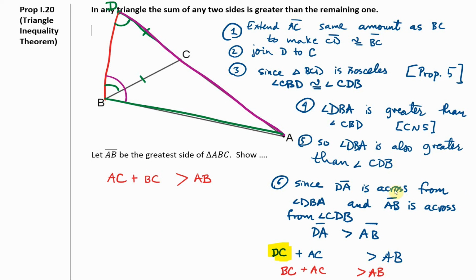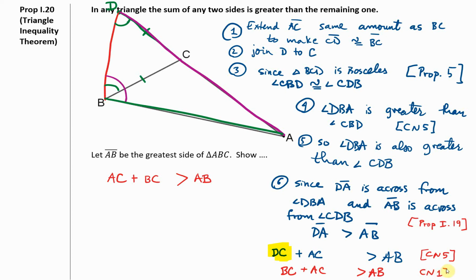So let's go back a little bit here. This statement here, number 6, comes from Proposition 19. Whatever side is across from the larger angle is larger. And then from here, when I separate DA into DC and AC, this is Common Notion 5, which deals with the whole and the part. So DC and AC are the parts. Together, they combine to make the whole. And going from DC to BC, that is Common Notion 1.